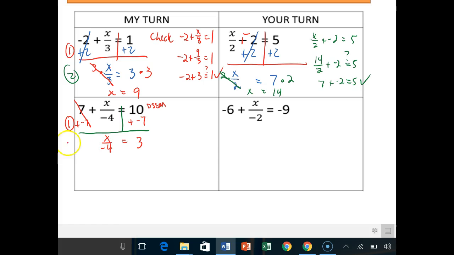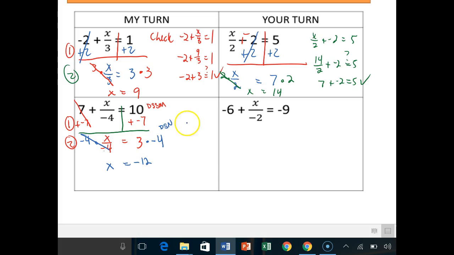And now this is step 2. I see division. So since I see division, I multiply by negative 4. By the exact number, right? This is the opposite, but this is the exact number. Why? Because negative 4 times x is negative 4x. Divided by negative 4 is positive 1x, and that's just x, so we can cancel that. So x is equal to 3 times negative 4. That's a DSN, different signs negative, negative 12.